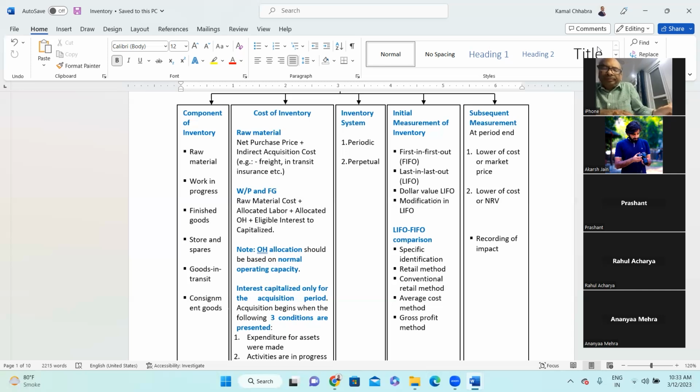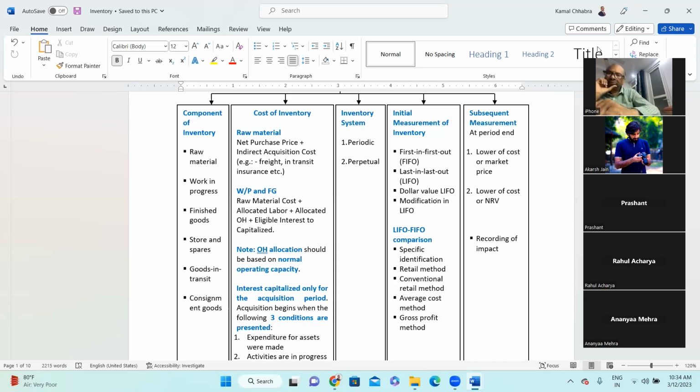Yes, sir. Last one is consignment goods. What is consignment goods? What is a consignment arrangement? If I keep my goods in some other person's warehouse, those are called consignment goods. And I think ownership remains with me as the manufacturer. Yes, absolutely true.